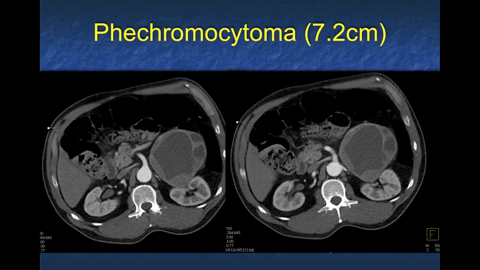Well, this was a pheochromocytoma. Remember I've said to you pheochromocytomas can be cystic. This is a beautiful cystic pheochromocytoma with septations. It's uncommon, but it does occur.